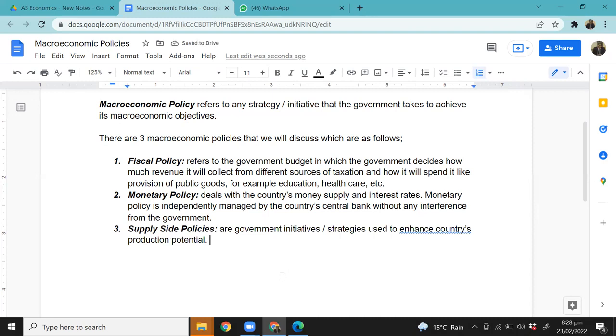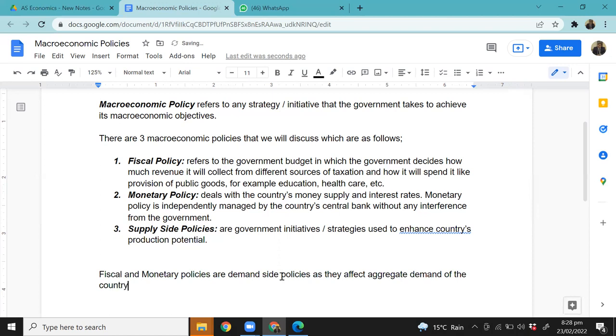So think about this. Now you have to listen to this carefully. Fiscal policy and monetary policy, as we will see in a bit, are demand side policies. What do we mean when we say demand side policy? Because they affect the aggregate demand, right? So the idea is fiscal and monetary policies are demand side policies as they affect aggregate demand. How so? I'll explain you in a bit. Don't worry. Whereas supply side policy, on the opposite, affects aggregate supply.